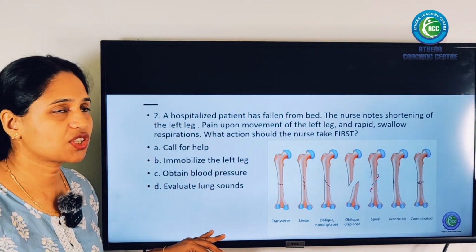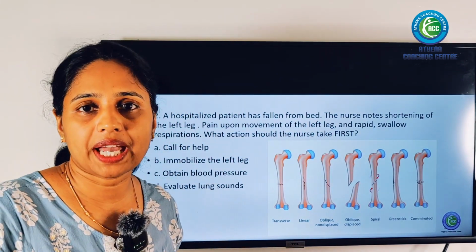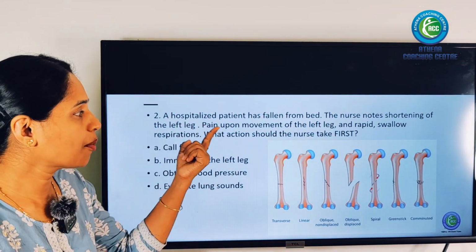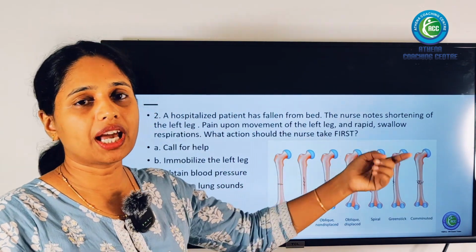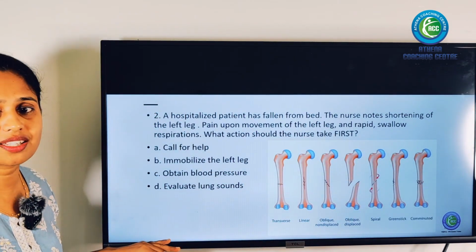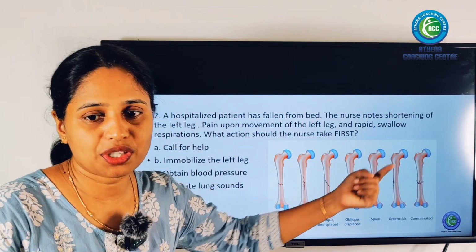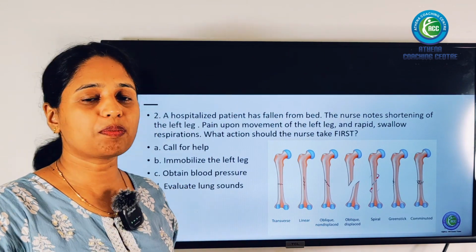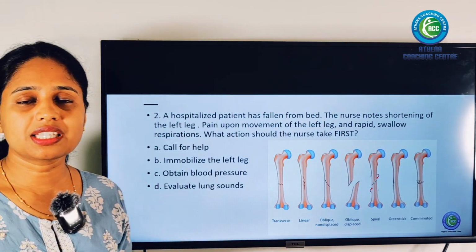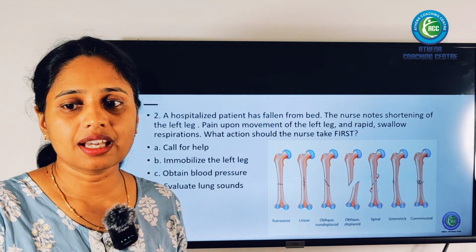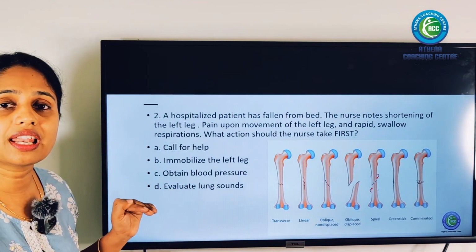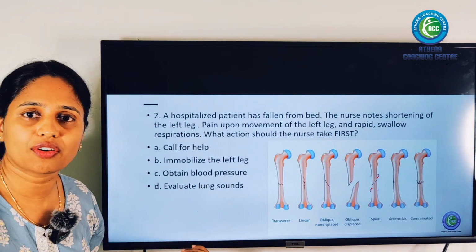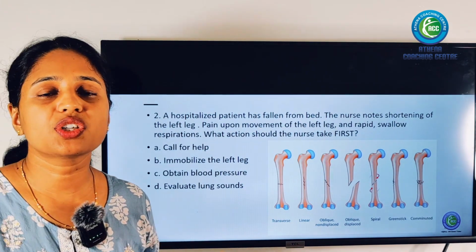A hospitalized patient has fallen from bed, and the nurse notes shortening of the left leg, pain upon movement of the leg, and rapid and shallow respiration. There is a typing error, I'm sorry. It's shallow respiration. And what action should the nurse take first? So what is the situation here? A hospitalized patient had a fall from the bed, and there is shortening of the left leg, pain upon movement of the left leg, and rapid and shallow respiration.